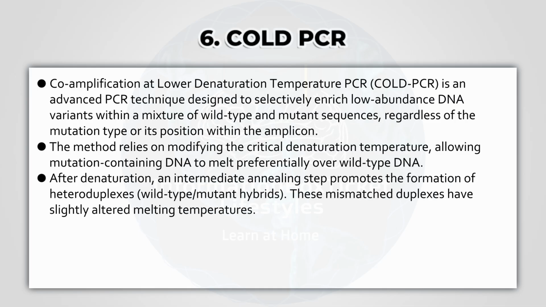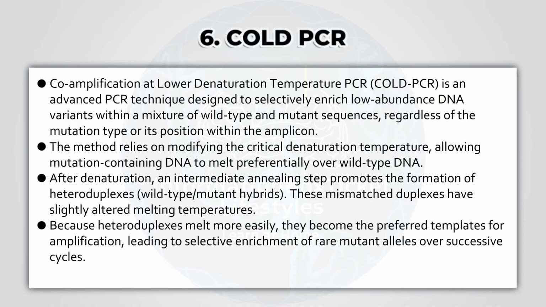After denaturation, an intermediate annealing step promotes the formation of heteroduplexes, wild-type/mutant hybrids. These mismatched duplexes have slightly altered melting temperatures. Because heteroduplexes melt more easily, they become the preferred templates for amplification, leading to selective enrichment of rare mutant alleles over successive cycles.